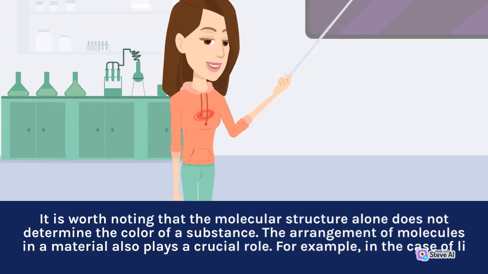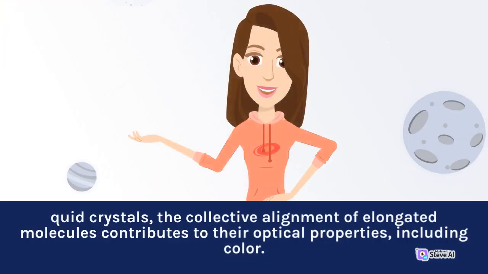The arrangement of molecules in a material also plays a crucial role. For example, in the case of liquid crystals, the collective alignment of elongated molecules contributes to their optical properties, including color.